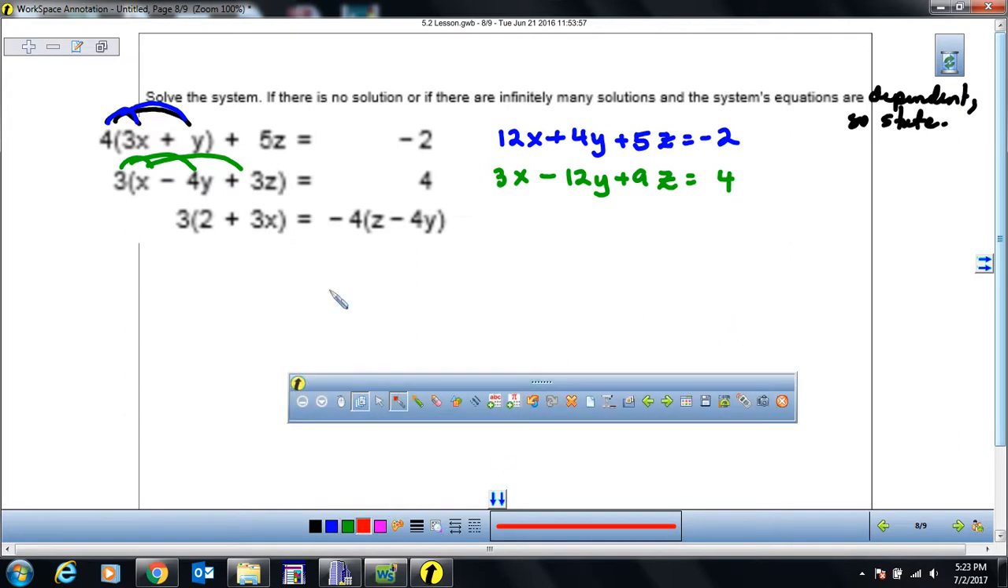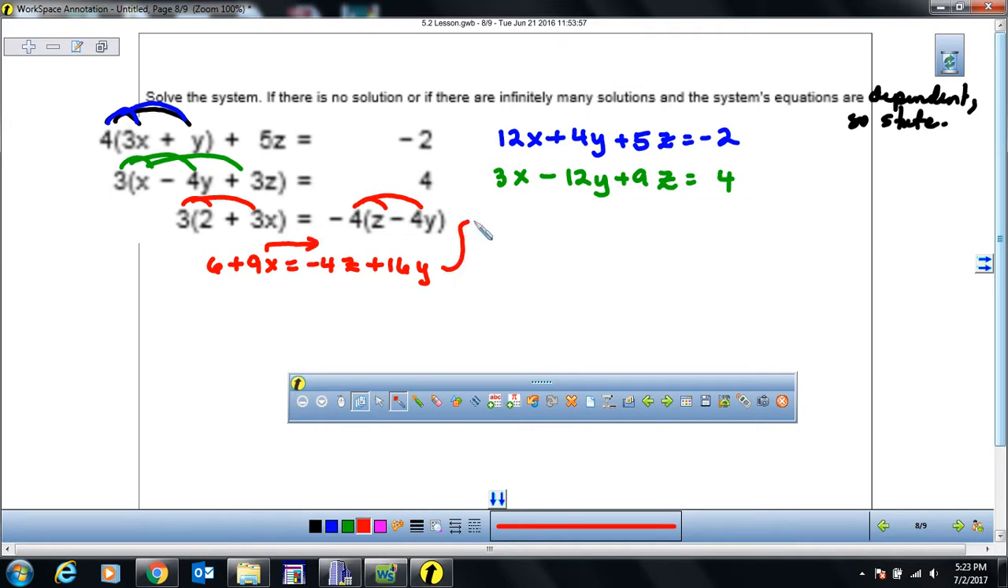And last but not least, we're going to use the distributive property here. That's going to be 6 plus 9x. Let me work it out right here on the bottom because that one is not going to be fixed. 6 plus 9x equals, also we can distribute it here, negative 4z plus 16y. And you see that this one is not fixed in the right way, so we need to put the x together with these other ones. So we're going to move the x as a minus 9x to this side.